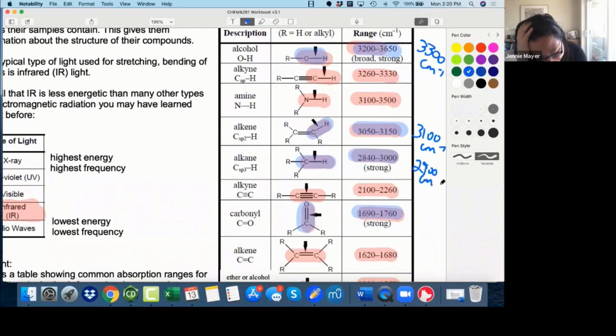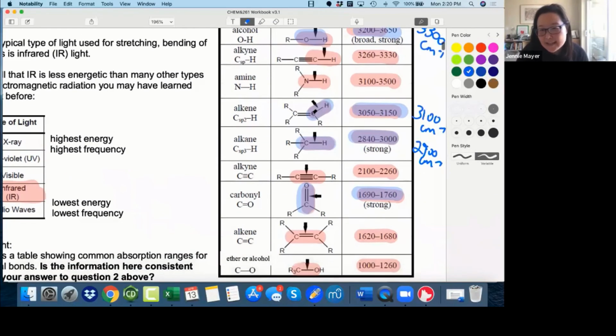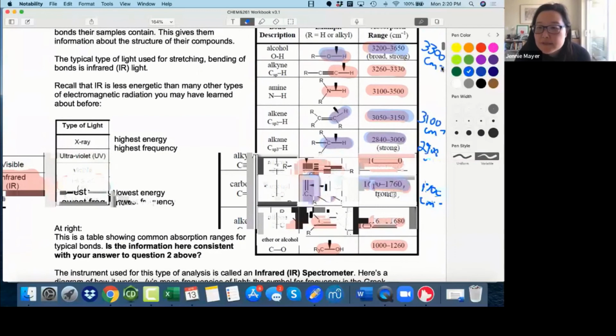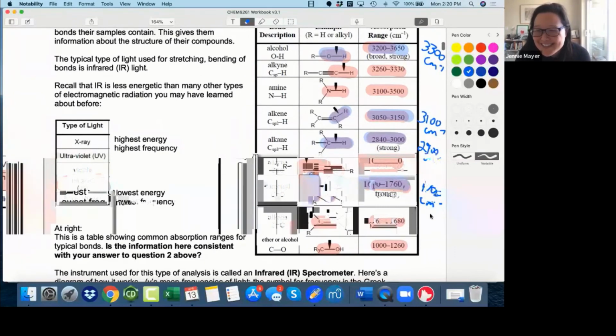2900 versus 3100 tells me if I have an alkene versus an alkane hydrogen. So this is an sp2 carbon, this is an sp3 carbon, so that changes its frequency. And then the last one here, I would just remember this as 1700. These are all wave numbers, inverse centimeters, so centimeters to the -1.